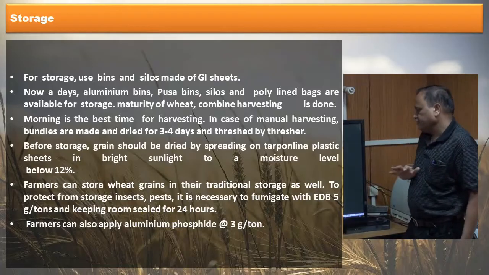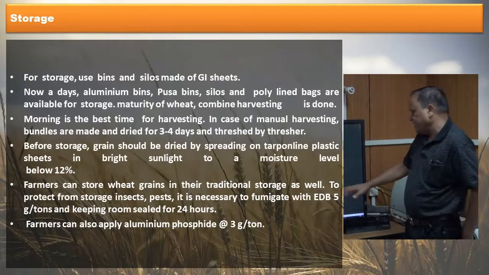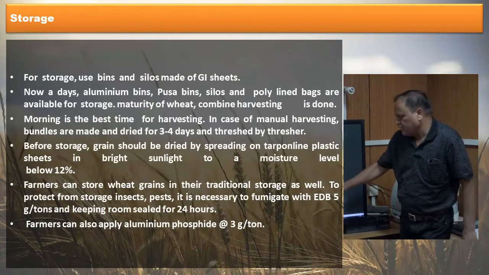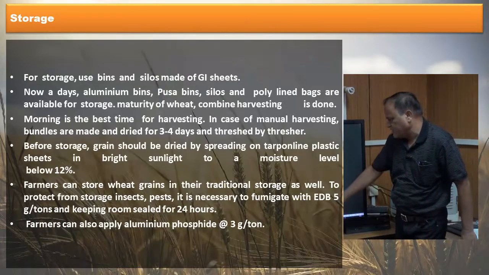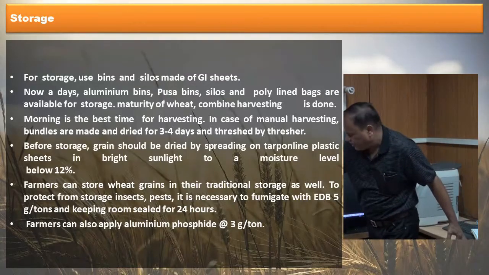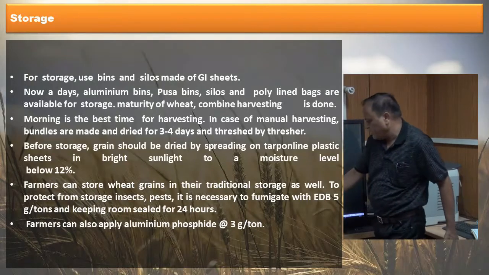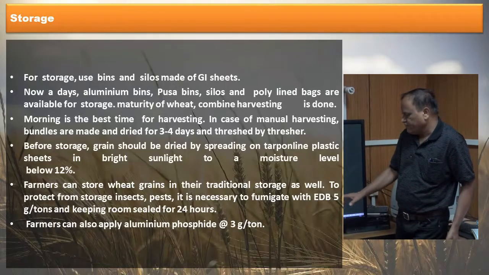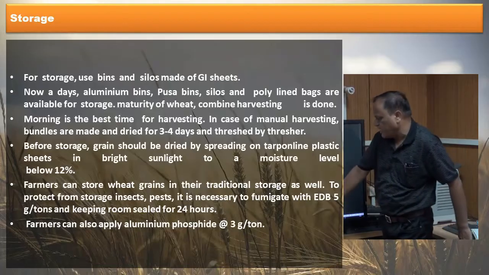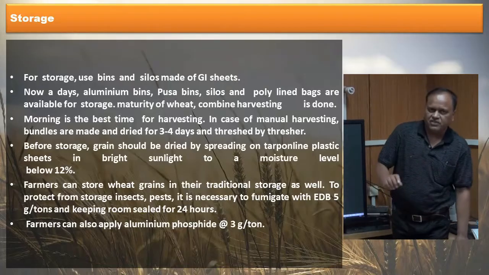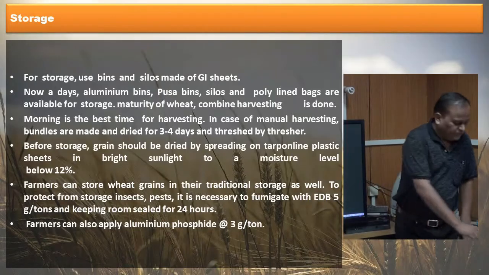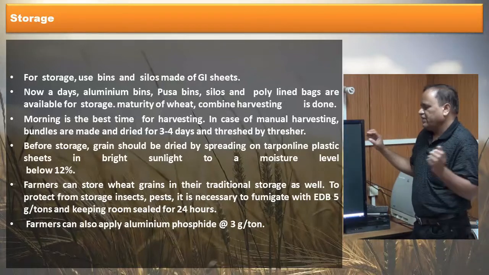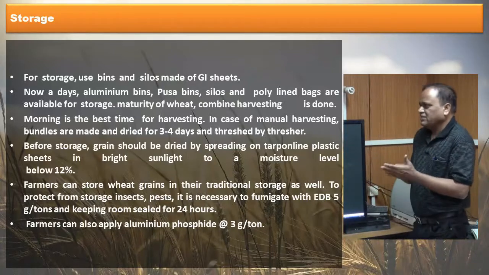Farmers can store wheat grains in their traditional storage as well, and in that case, to protect against storage insect pests, it is necessary to fumigate with EDB at 5 grams per ton and keep the room sealed for 24 hours. Apart from this, farmers can also apply aluminium phosphide at the rate of 3 grams per ton. By applying all these things, you can get maximum yield.